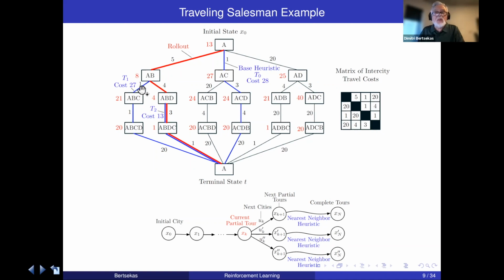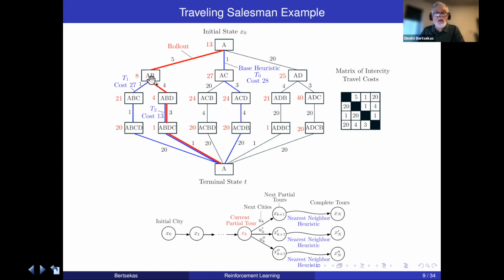So the best possibility is this 27, and the rollout algorithm is going to move to this partial tour. It's going to choose B. And then it's going to, again, run the rollout routine. Consider all possible options, this one and this one, and run the base heuristic from there. Now, okay, the base heuristic, there's only one choice. We can see it here.